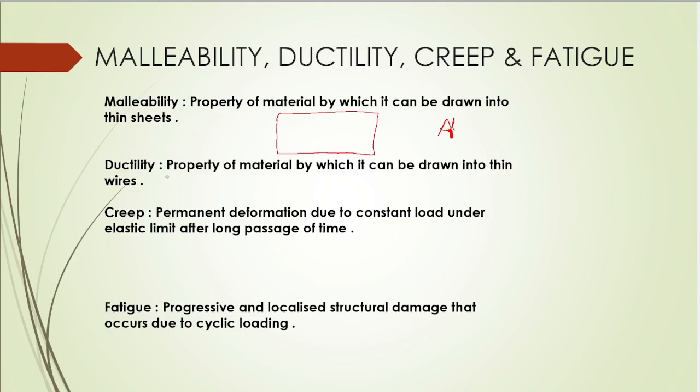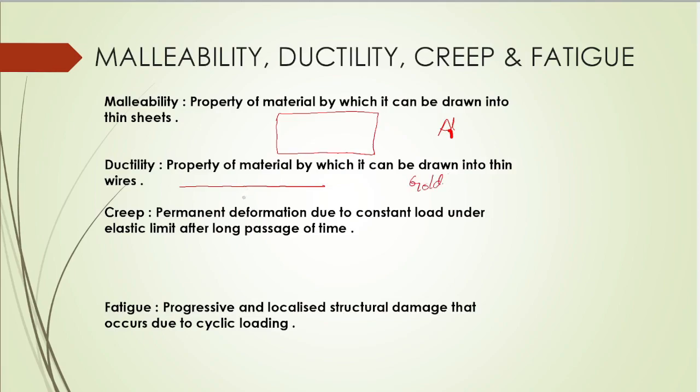Next, we will see what ductility is: the ability of a material to be drawn into thin wires. In this case, we apply tensile load and the material elongates without fracture. This property is known as ductility. An example of a ductile material is gold.